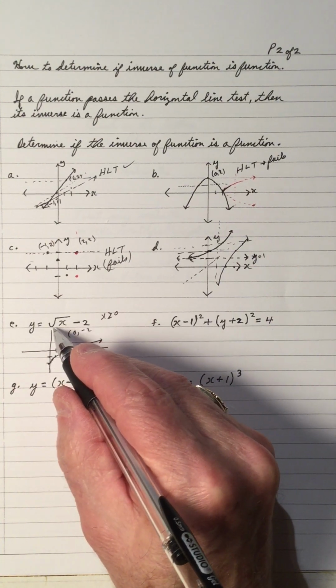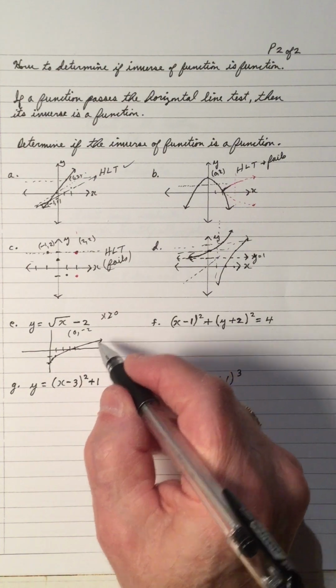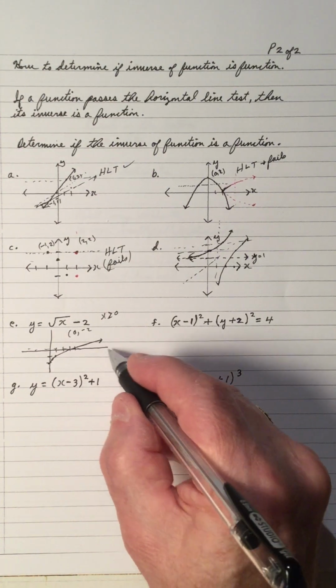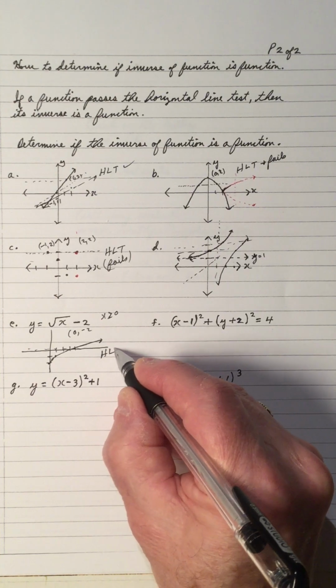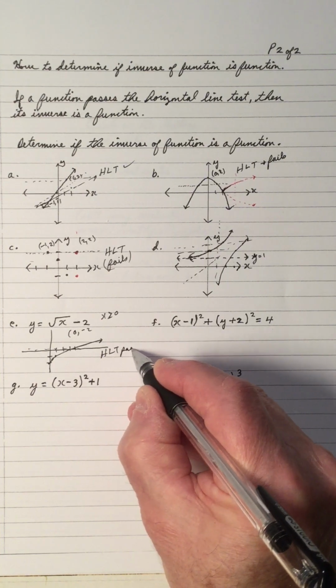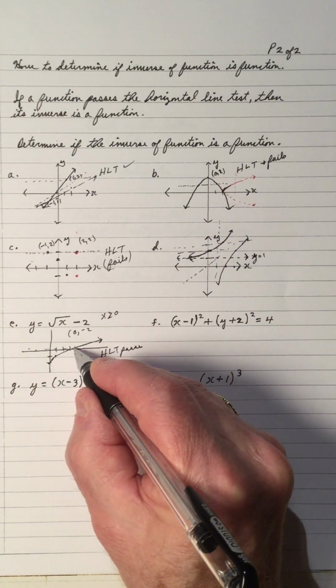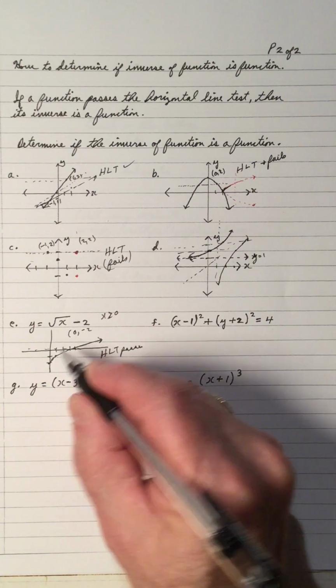So that's a square root function, which is half a parabola. Notice it passes the horizontal line test. So the horizontal line test is passed. So if you did the inverse of this one, let's do the inverse of this one.